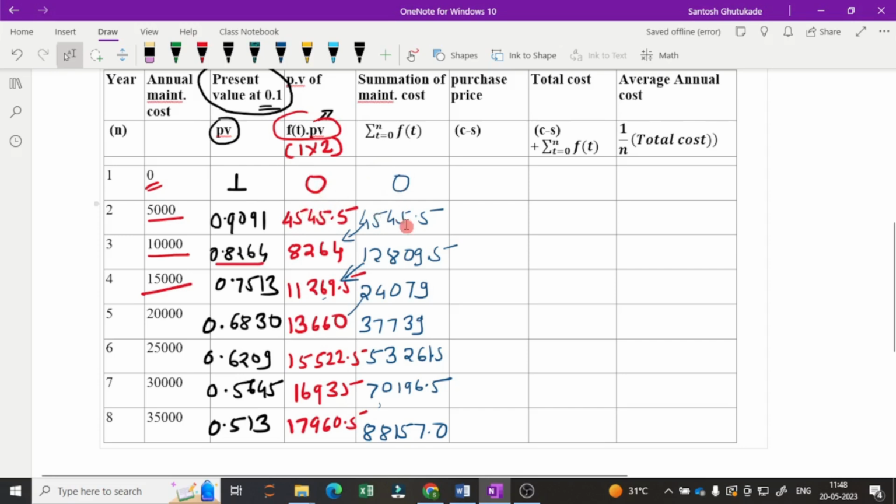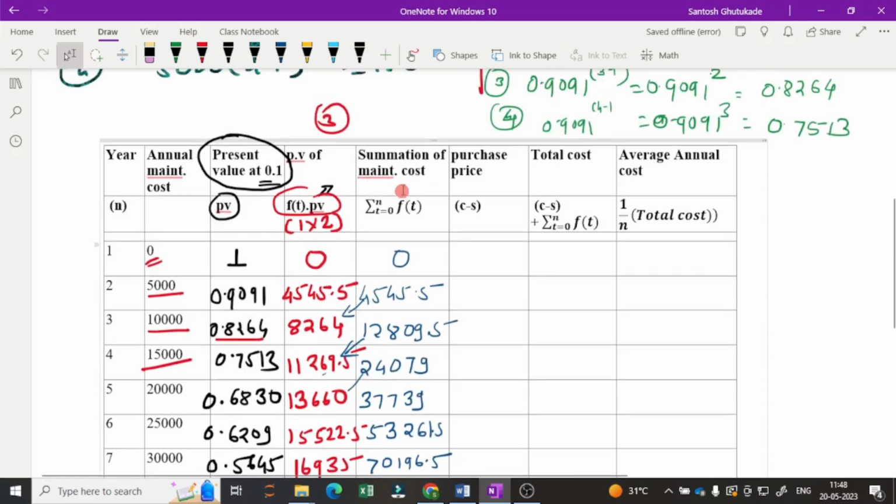So you know that this is cumulative. 0 plus 4545 you will write here, 4545 plus 8264, then 12,000 plus this 11,269, that will be 24,079. Likewise, you can calculate the cumulative maintenance cost.